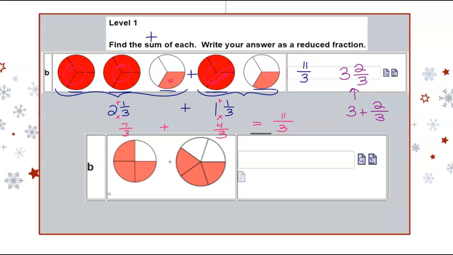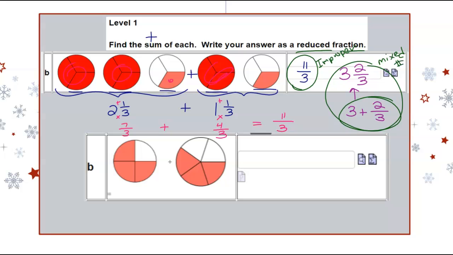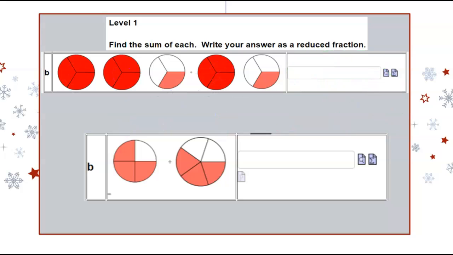So the sum of the first example is 11 out of 3 as an improper fraction, or 3 2/3, which needs to be entered with a plus sign, as a mixed number. This next example is saying 3 out of 4 pieces plus 3 out of 5 pieces. What is the sum of those?